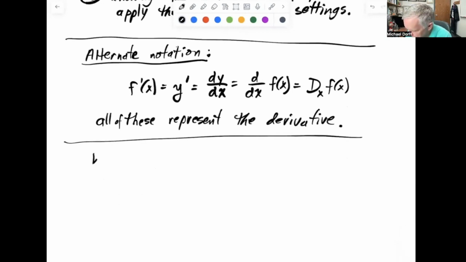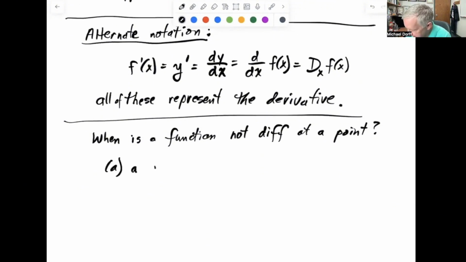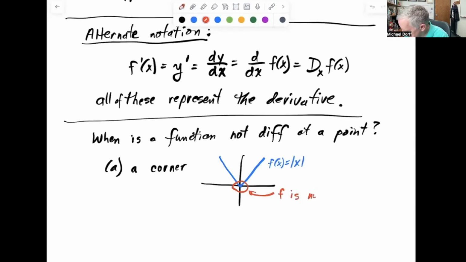There are times when a function is not differentiable at a point. Well, there are three main cases, and the first is at a corner. If I have a graph of a function, let's say this function here, f of x equals the absolute value of x, the function f is not differentiable at x equals 0 because I have a corner there.